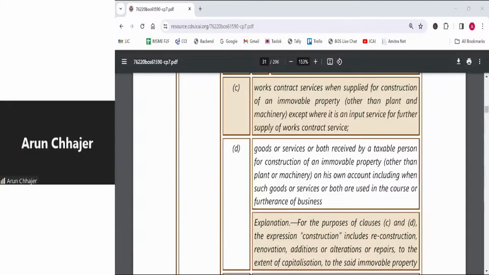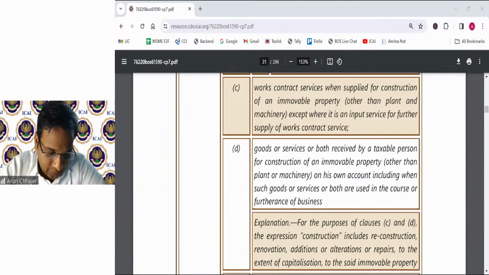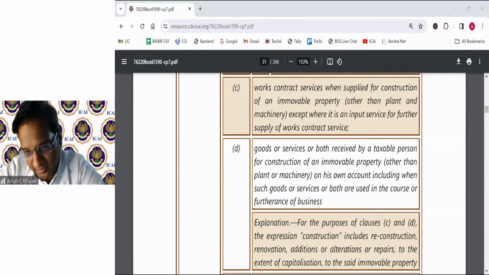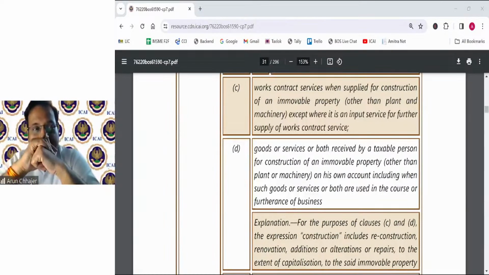Please give the answer. What could be the situation wherein ITC will be allowed for the expenses incurred covered in clause C and clause D? That is my question. Aniket, still I need some more. There could be 2, 3 possibilities more.